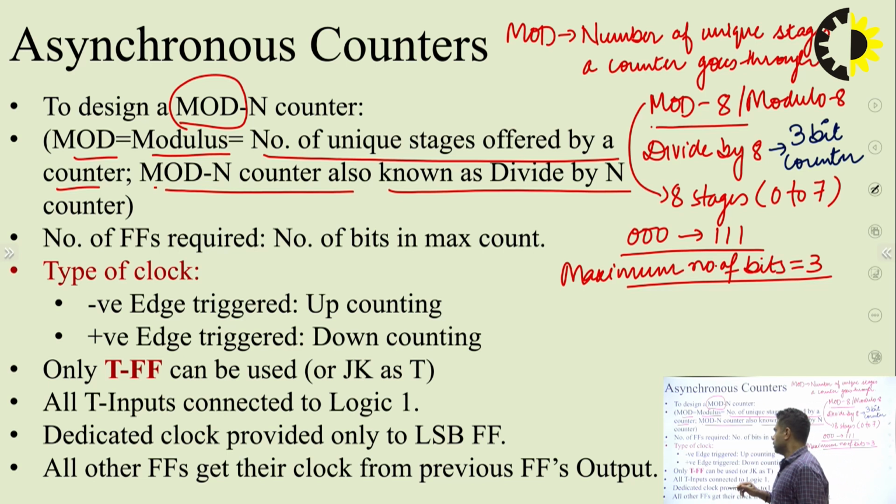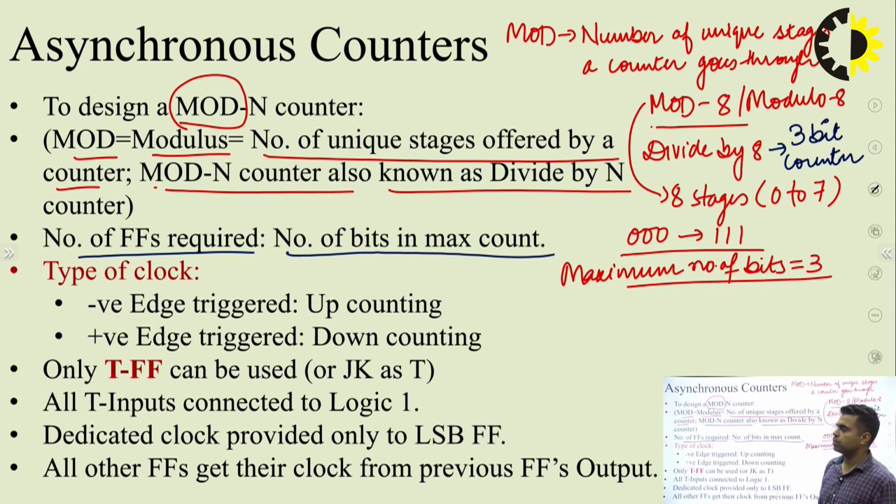Now some basic things. The number of flip-flops required depends on the number of bits in the maximum count. As in this case, the maximum count was 7, which has 3 bits. That's why this counter is known as a 3-bit counter.